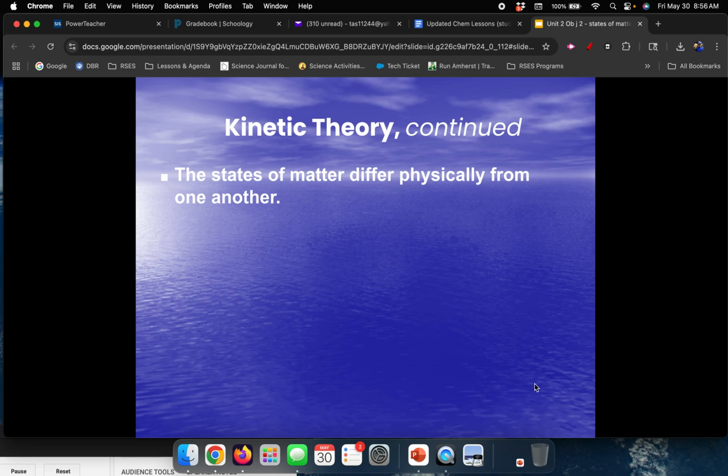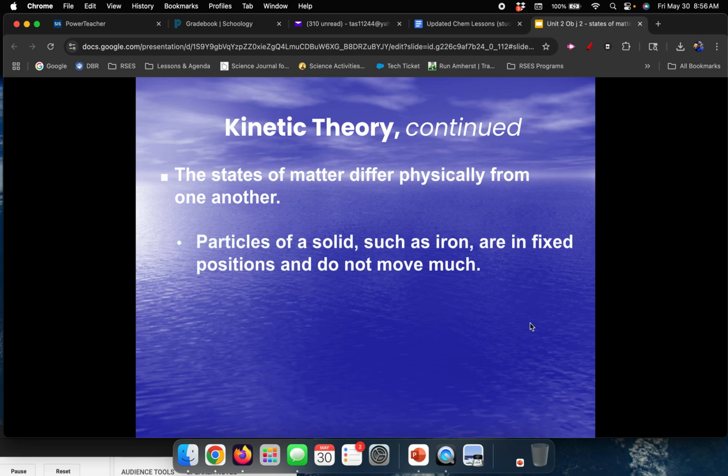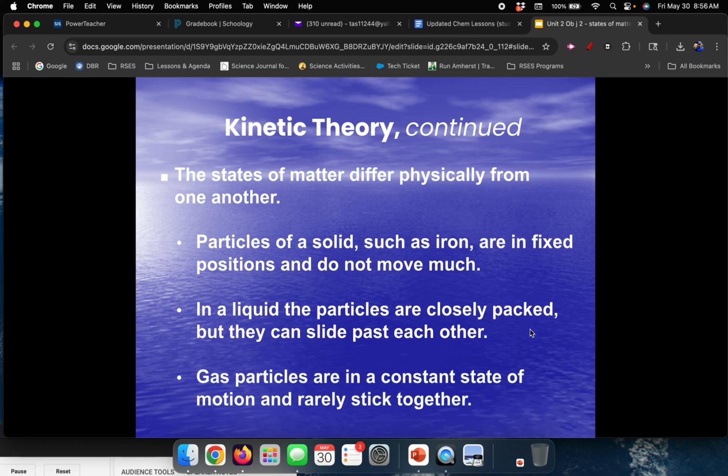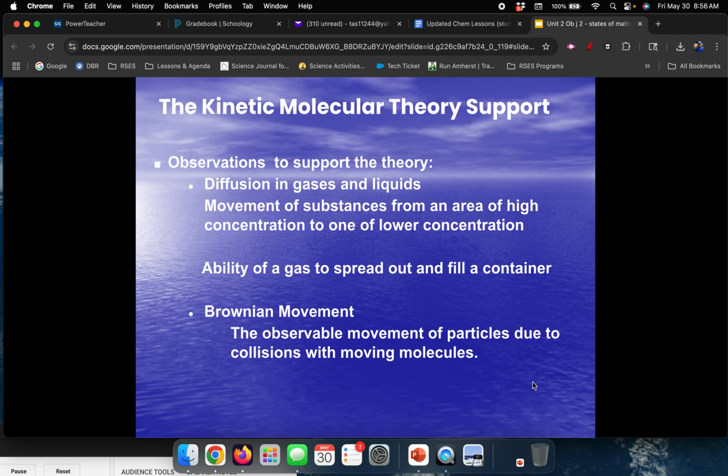The kinetic molecular theory also says the states of matter differ from each other. Like we said, the particles of a solid, they're in a fixed position. They don't move a lot, but they do move. Liquid, the particles have a little bit of freedom moving where they can slide past each other. And gas particles are always moving and just all over the place.